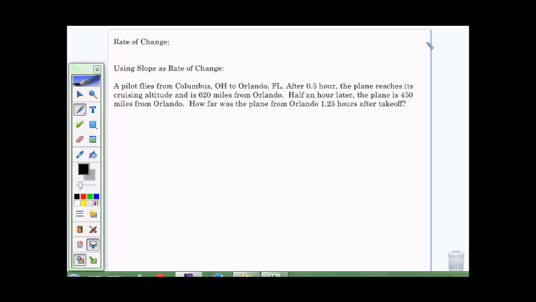So a pilot flies from Columbus, Ohio to Orlando, Florida. After half an hour, the plane reaches its cruising altitude and it's 620 miles from Orlando. So I'm going to do a time-distance sort of thing just to organize my information. So we've got half an hour, 620 miles. Half an hour later, so 1 hour, we're 450 miles from Orlando.